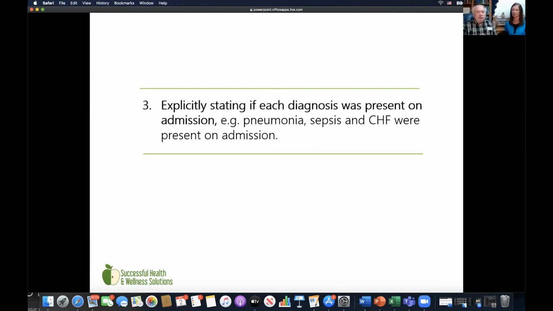And then the third thing is they need to explicitly state each diagnosis was present on admission. So in other words, pneumonia, sepsis, congestive heart failure, and state that they were present when the patient was admitted. So these need to be included in supporting the initial differential diagnoses.